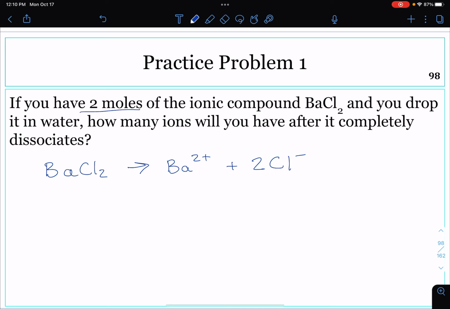In this problem, we have 2 moles of the barium chloride. So when it dissociates, you'll have 2 moles of the barium ion and 4 moles of the chloride ion.